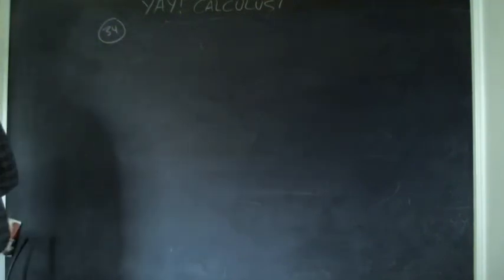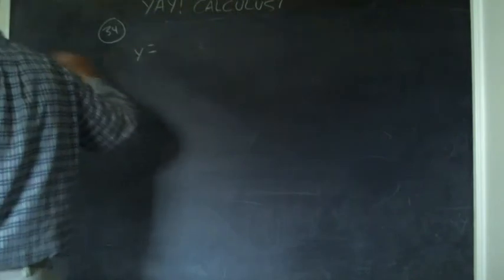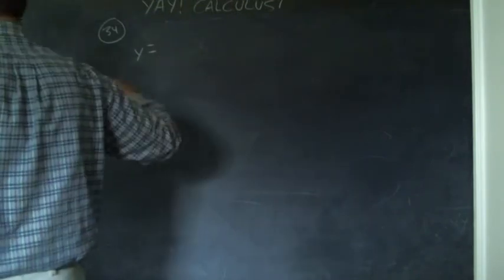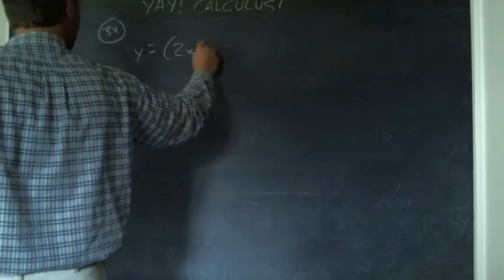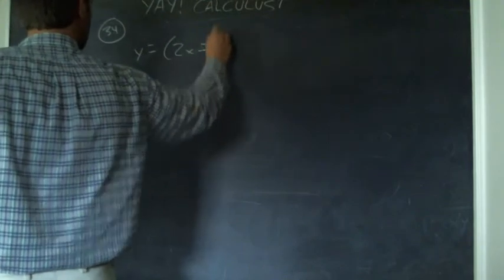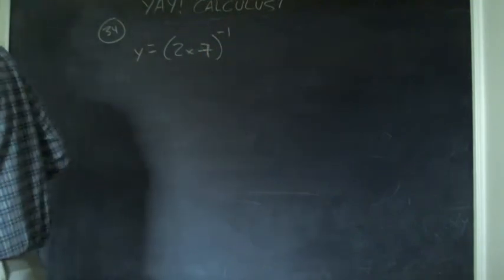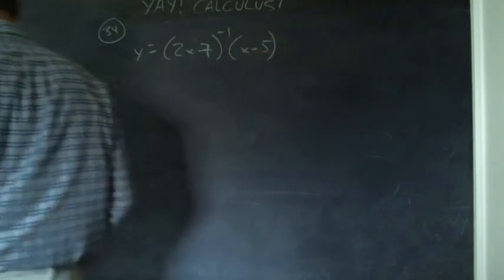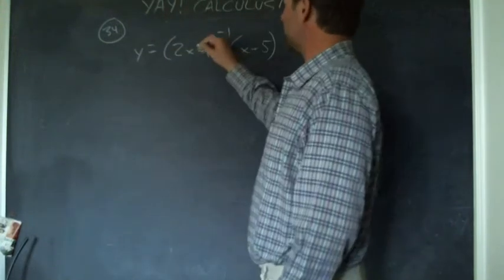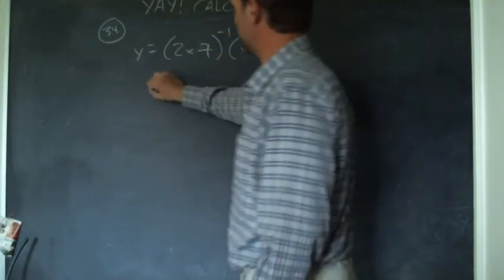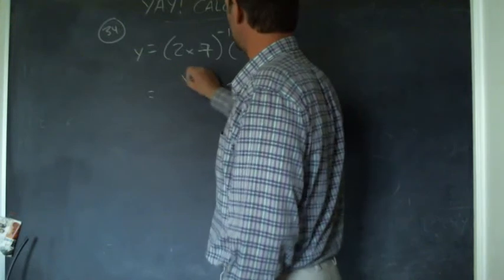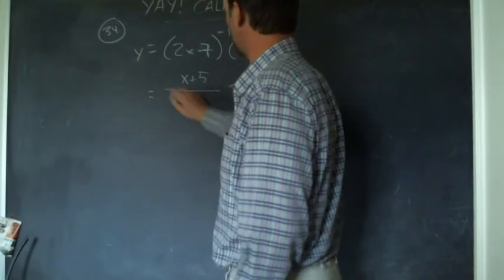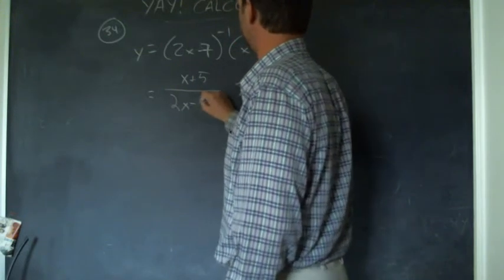Oh, 34. Now we're looking for when this is differentiable. We've got 2x minus 7, negative 1, and x plus 5. Alright, that's not so bad. This is negative 1, so we're just looking at a plain old rational function that looks like this: x plus 5 over 2x minus 7.